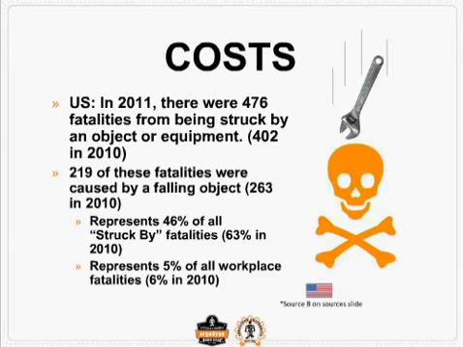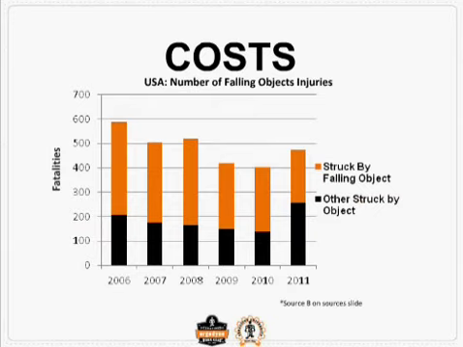So if you look at a trend line, you can see on the next slide that over the past 5-6 years, we saw a nice trend downward, and the struck by category actually in 2011 increased as a whole, but the falling object component, which is represented by the orange section of each bar, actually has decreased from 2010, which is a good sign. However, struck bys in general have increased, which is unfortunate. But hopefully this is a result of increased awareness and people putting procedures in place, but there's still quite a bit of work to do.